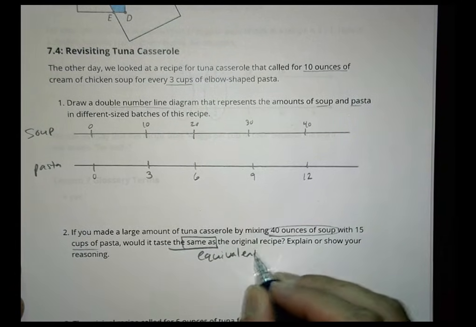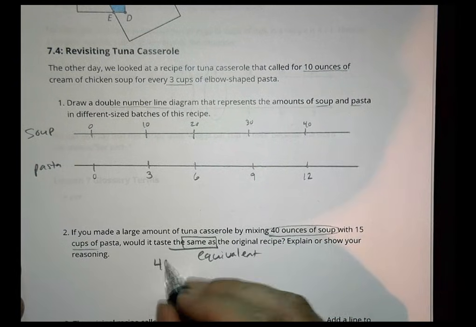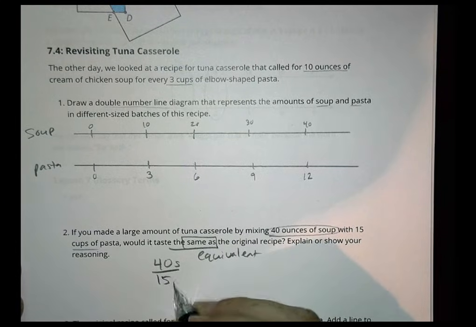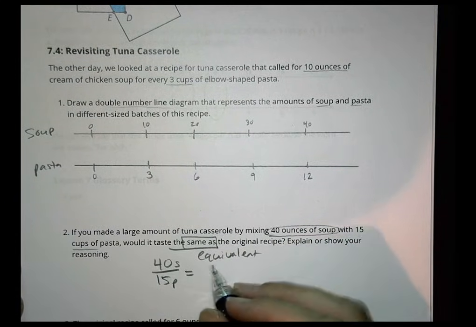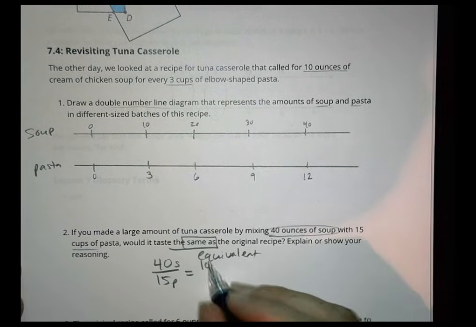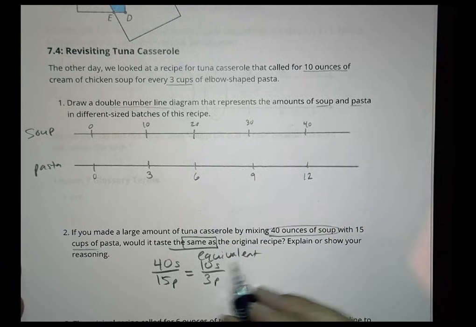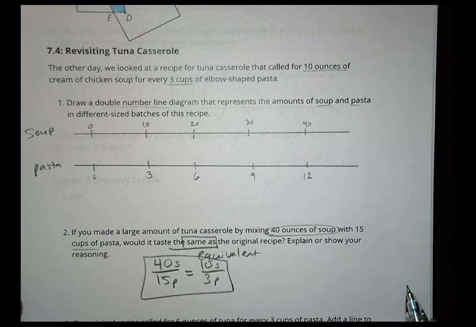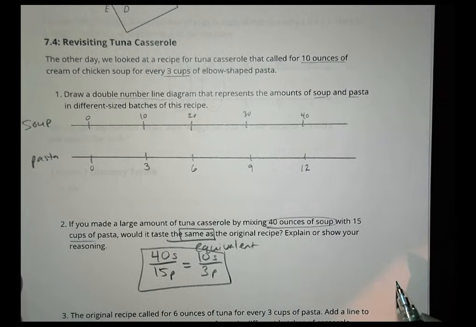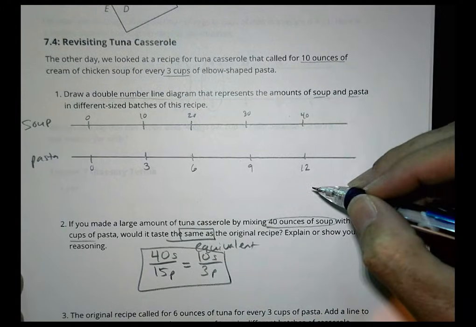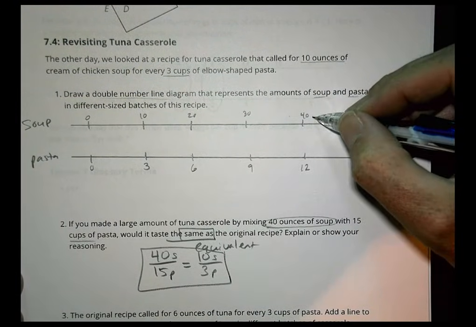Equivalent. So would 40 soup to 15 pasta be equivalent to our original recipe, which is 10 soup to 3 pasta? That's the question. Are those equivalent ratios? If it's an equivalent ratio, it should line up on our double number line, right? So here's 40 soup, and what does it line up with?